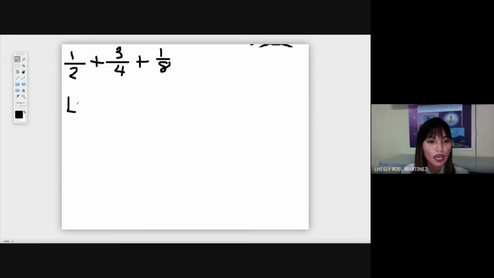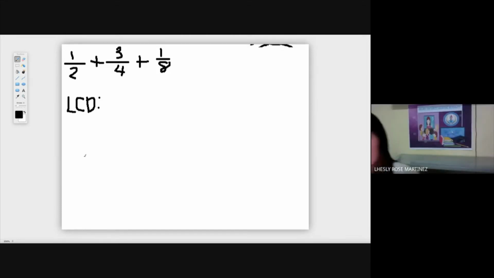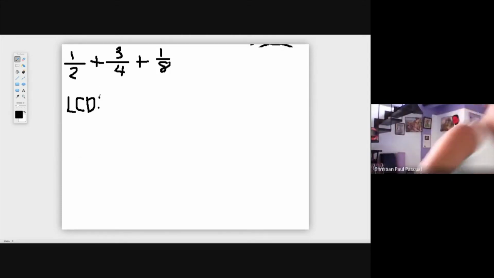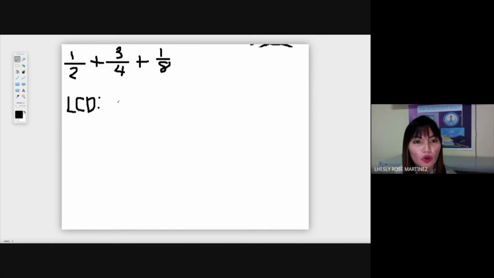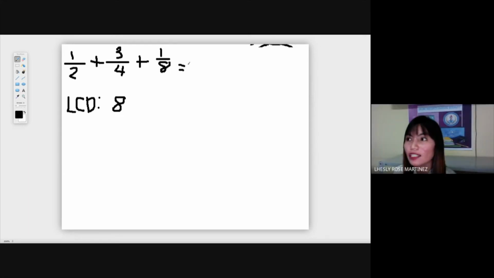What is the first step? Since the fractions are dissimilar, get the LCD. Okay, si Angelo. Get the LCD. What is the LCD of 2, 4, and 8? 8. So 8. And then, next is, we need to find the equivalent fractions. For the equivalent fractions, we have 8. So first, the equivalent fraction of 1/2, what are we going to do to find it?